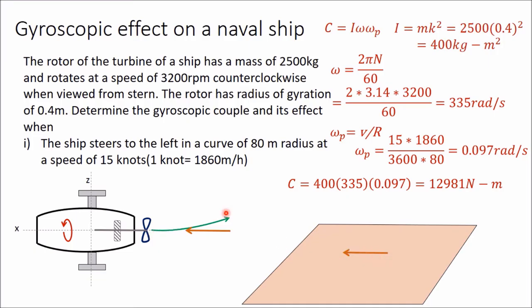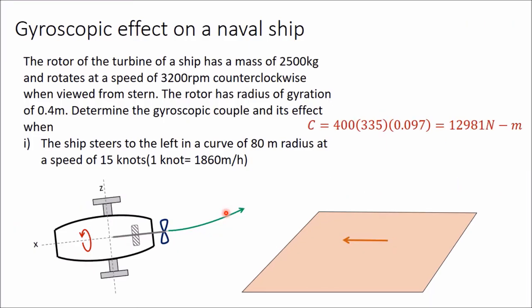Now it is taking a turn. So after taking the turn, its direction will be like this. So you will get momentum in this direction using the right hand screw rule. From the same start point, I have drawn this direction. So the end point of this to the end point of this will be your direction of active gyroscopic couple, and the reactive gyroscopic couple will be just opposite to this.